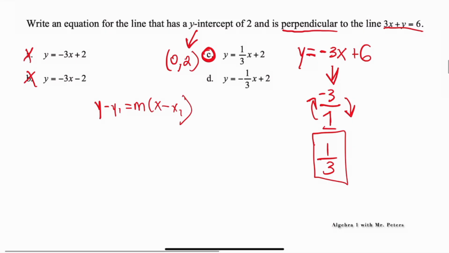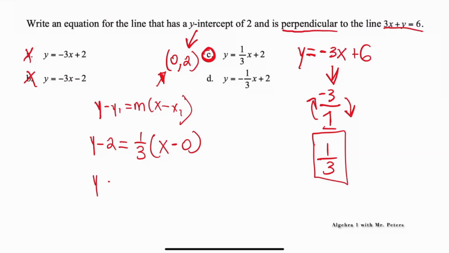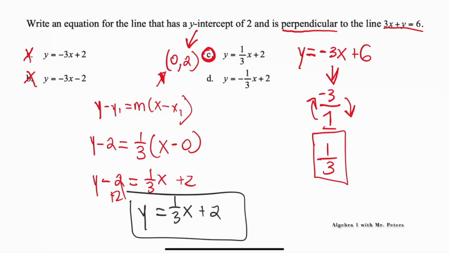So now we substitute, we have y, and here goes the point we're putting in, right? y minus 2 is equal to what? Our slope, 1/3, x, and then minus 0. That's the x coordinate for that ordered pair. So now we have y minus 2 is equal to 1/3x. y is not by itself, so when we add 2, my final answer would be y is equal to 1/3x plus 2. And like I said, this is going to be answer choice C.